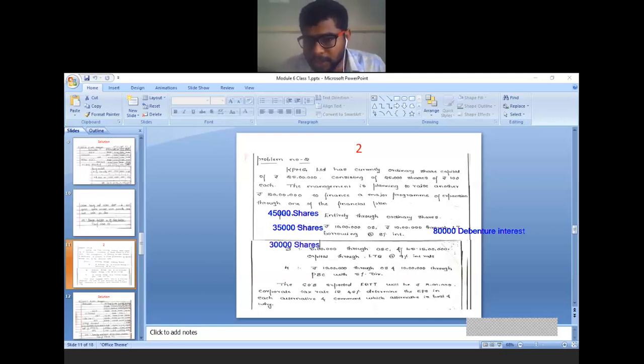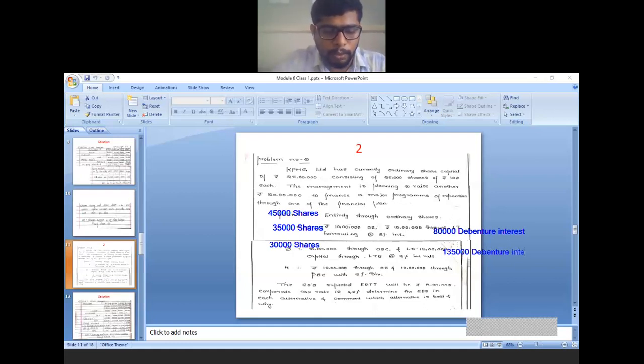Next, 5 lakh through ordinary share capital and 15 lakh rupees capital through long term borrowing at a 9% interest rate. So 15 lakh is the debenture amount. Long term borrowing means debenture. So 9% interest means how much? 15 lakh into 9%. Everyone use your calculator. 15 lakh debenture capital amount, so 9% interest means 1,35,000 debenture interest in the case of the third plan.